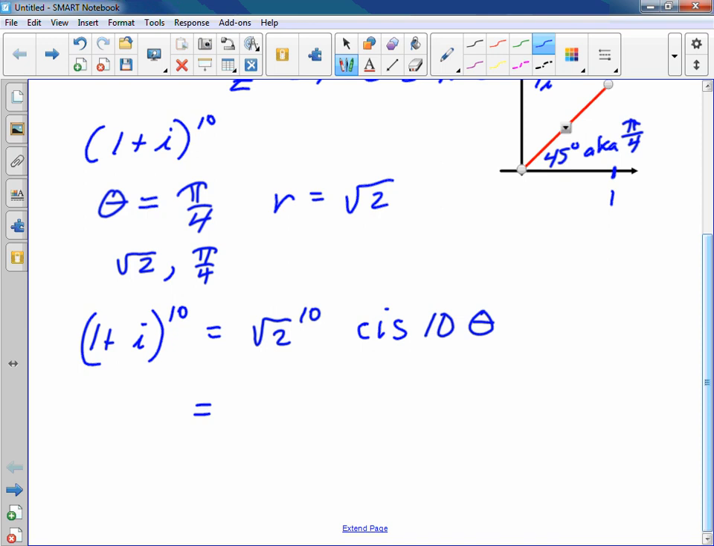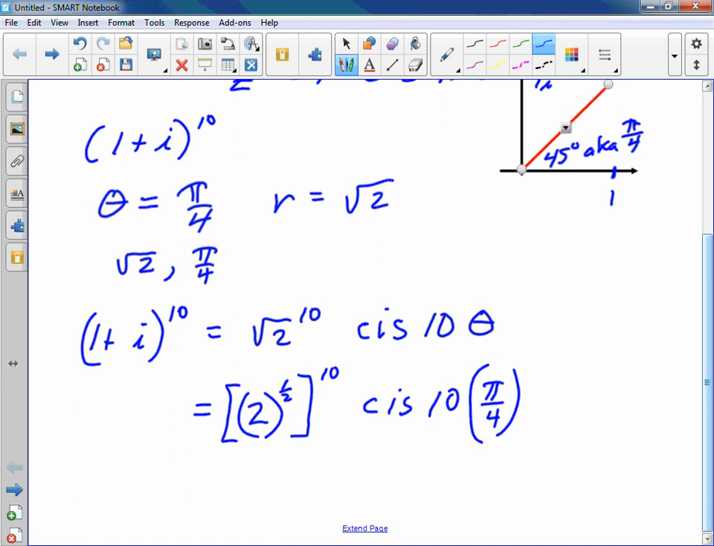You don't need a calculator for that. You know why? Because you can say this is 2 to what power? 1/2 to what power? 10, cis 10. Oh, we knew theta. Theta was pi over 4. Okay, this is getting better. And that's 2 to the 5th, and that's cis.